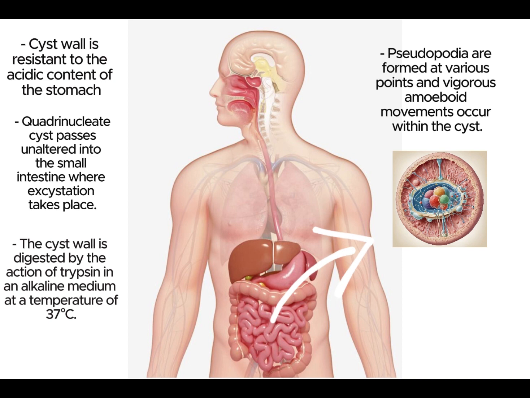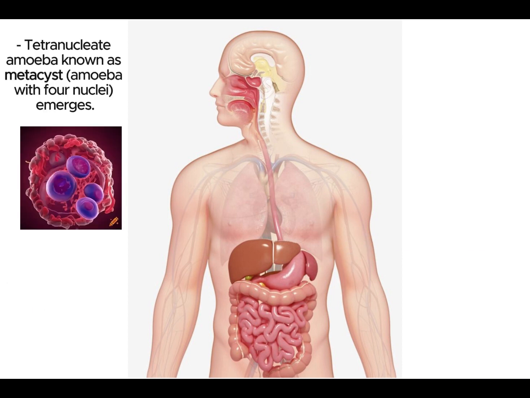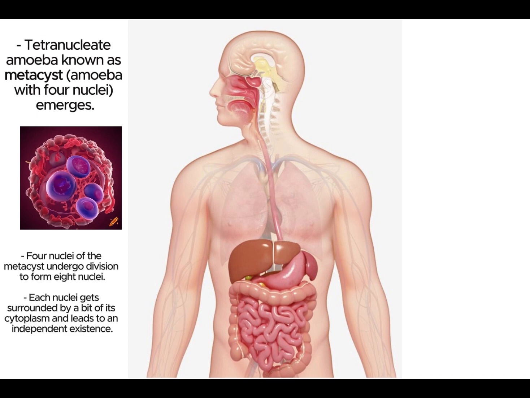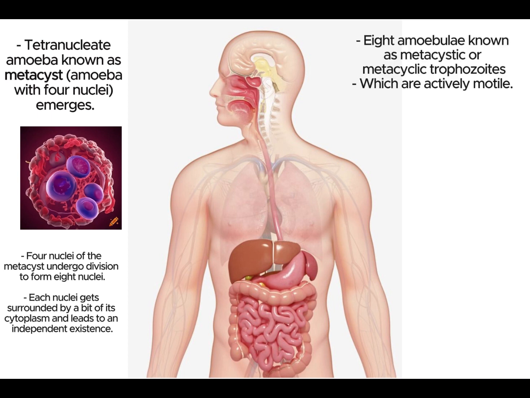Pseudopodia are formed at various points and vigorous amoeboid movements occur within the cyst. Frequently, the pseudopodia press against the wall at certain spots, as though the imprisoned organism were searching for an exit. Eventually, a tetranucleate amoeba known as the metacyst, an amoeba with 4 nuclei, emerges. Immediately on emergence, the 4 nuclei of the metacyst undergo division to form 8 nuclei. Each nucleus gets surrounded by a bit of cytoplasm and leads an independent existence. Thus, 8 amoebulae are formed. These are known as metacystic or metacyclic trophozoites, which are actively motile.